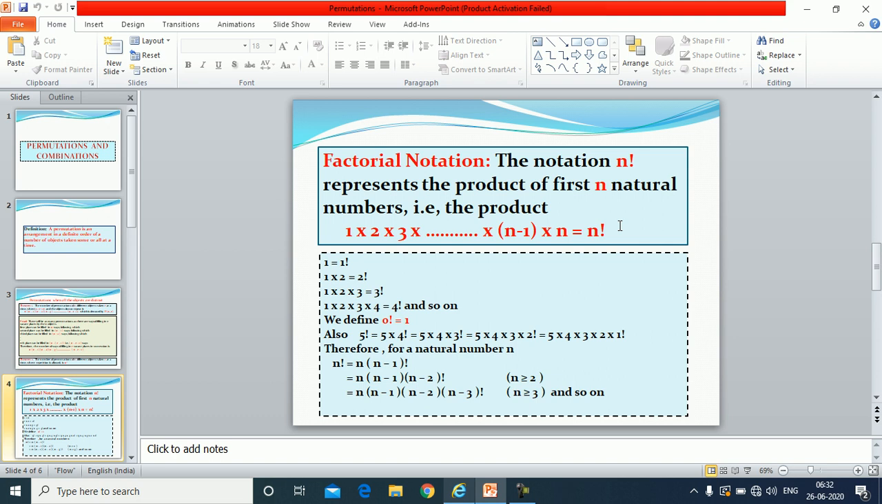Now if we compare it with the previous product we talked about, that was a product of n natural numbers, but they were not beginning with 1. We will see later how that expression can be converted into factorials, but at present let us see how factorial can be simplified. So 1 factorial will be only 1. 2 factorial means 1 into 2, 3 factorial means 1 into 2 into 3, 4 factorial is 1 into 2 into 3 into 4, and so on. We even define 0 factorial as 1.